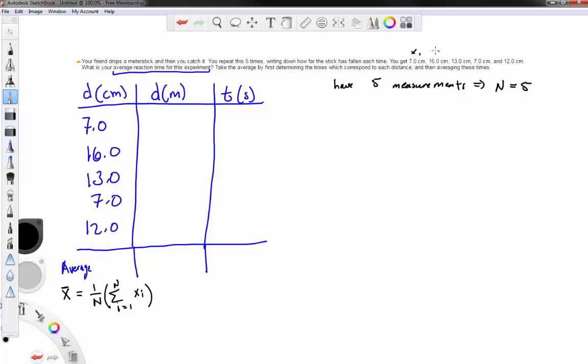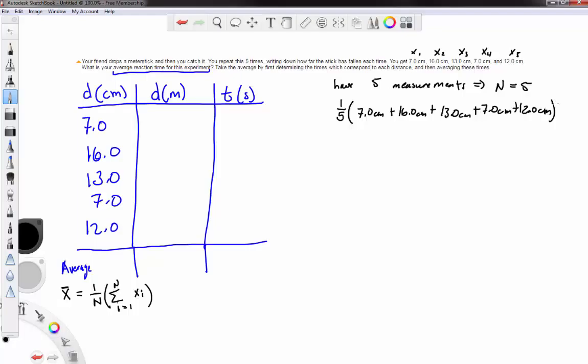So you could call them x1, x2, x3, x4, and x5, if you would like to think of it like that. So you've got your 5 measurements, and basically you've got to add them together and then divide by 5. So this looks like 1/5 of 7.0 centimeters plus 16.0 centimeters plus 13.0 centimeters plus 7.0 centimeters plus 12.0 centimeters.